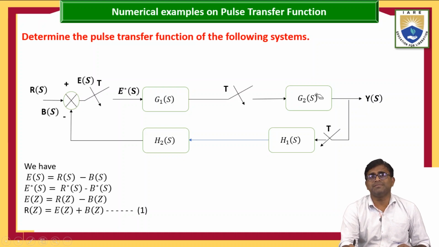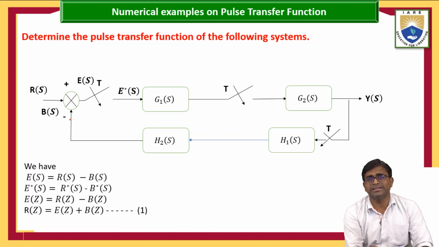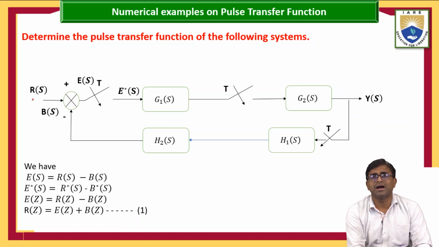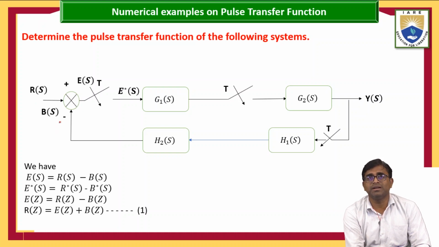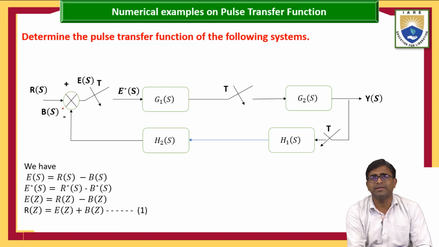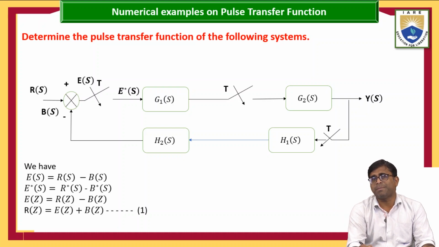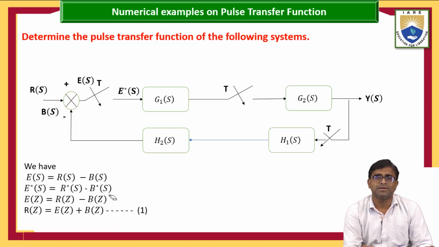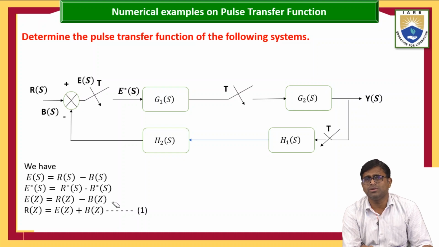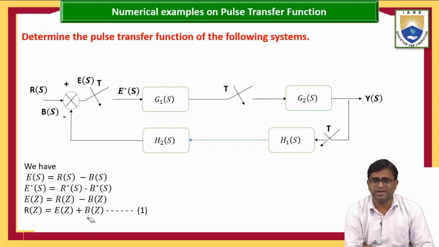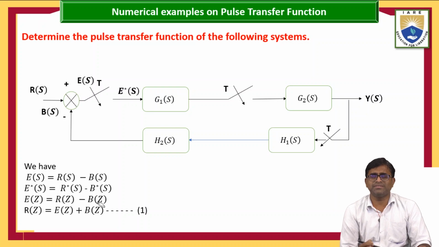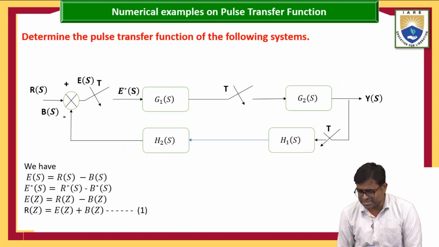Coming to the first one, with the same previous section model, I am going to find E of S. E of S is nothing but R of S minus B of S. After that, I apply the pulse function in the block diagram, so we get E star of S equals R star of S minus B star of S. Now, as per our properties, we go for the Z transform: E of Z equals R of Z minus B of Z. From that, the input function is R of Z equals E of Z plus B of Z. This is equation number 1.